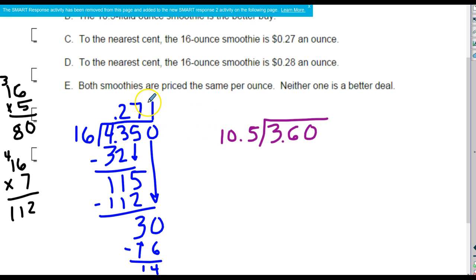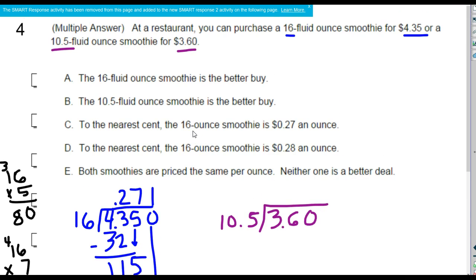But if I'm rounding to the nearest cent, this 1 tells the 7 to stay where it's at. So I basically know that the 16 fluid ounce smoothie is going to cost me 27 cents per ounce. Okay, so I'm recording that up at the top. Now I can move on with my other division problem.